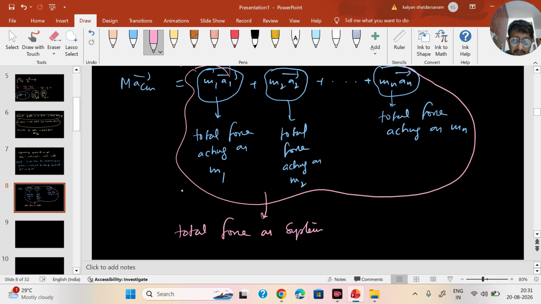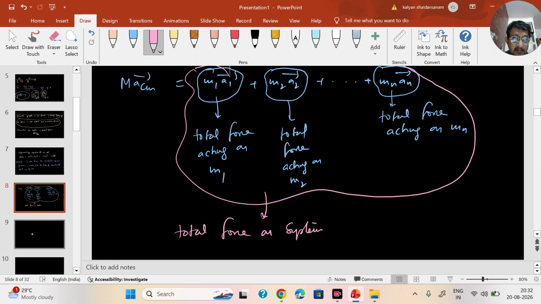Now, of course, I can say total force on the system is mass into acceleration of center of mass, but let me go much deeper here. In this total force on the system, that is total force on M1 plus total force on M2 plus so on total force on Mn, there are also forces which are internal. What is meant by internal? M1 may exert a force on M2 and M2 will exert a force on M1, like an action reaction pair. What are these forces? They can be gravitational force between M1 and M2, or if M1 and M2 have some charge on them, it can be some electrostatic repulsion and so on.